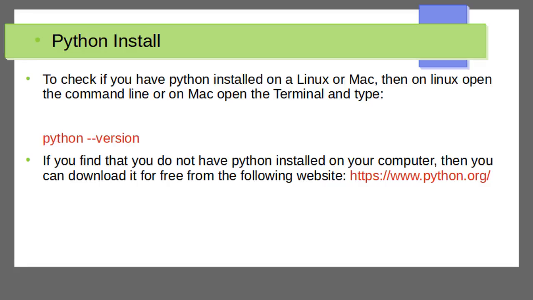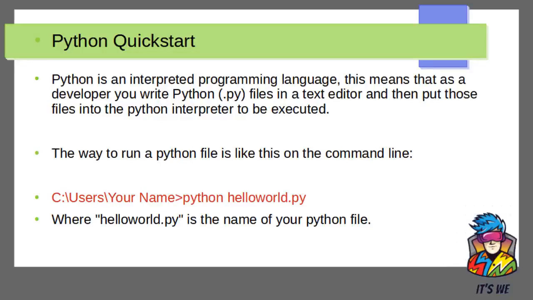To check if you have Python installed on Linux or Mac, then on Linux open the command line, or on Mac open the terminal, and type python --version. If you find that you do not have Python installed on your computer, then you can download it for free from the website https://www.python.org/. After installing, now quickly start Python.